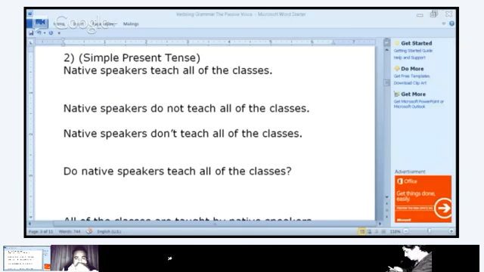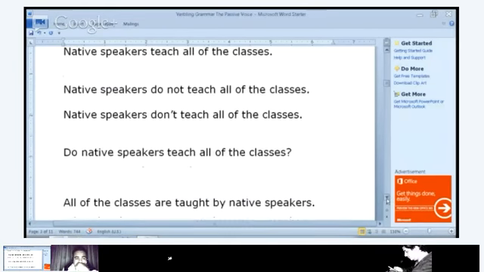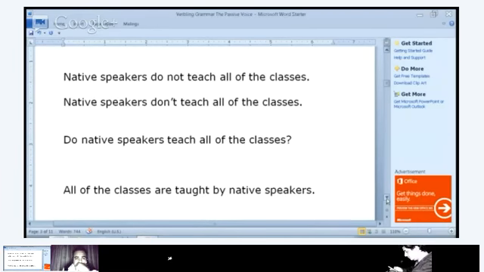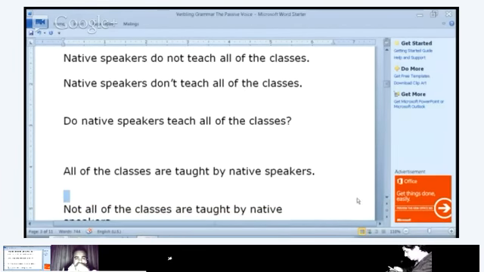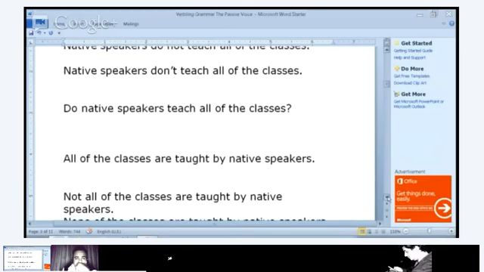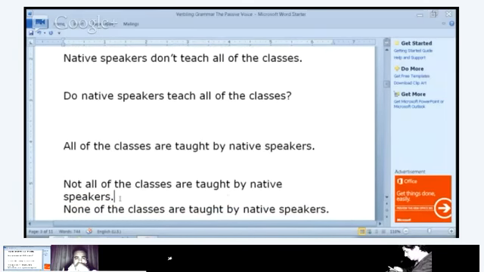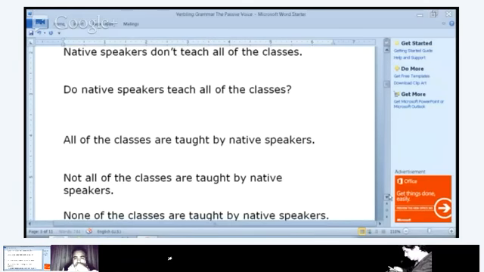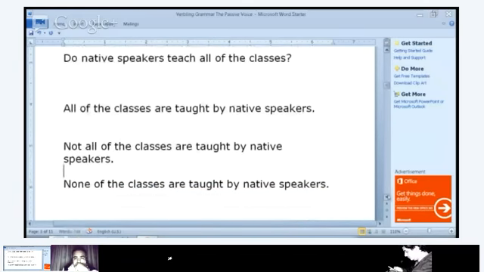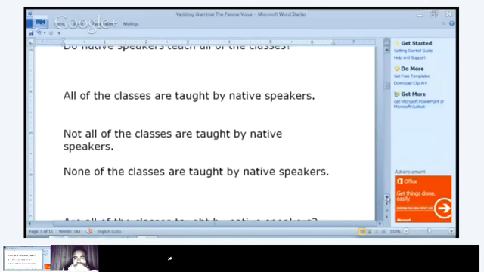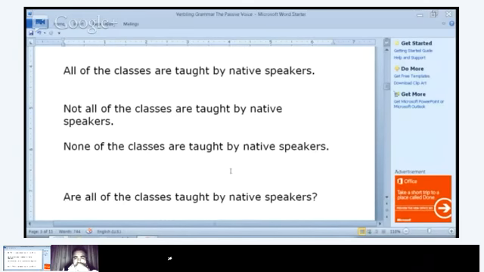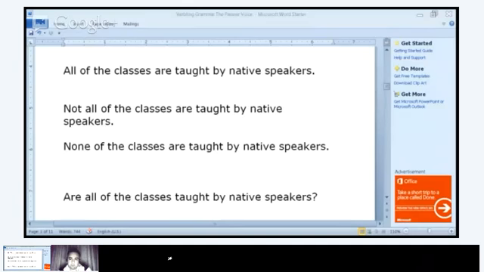And so let me share with you what I put. All of the classes are taught by native speakers. Now I made some changes. Now, not all of the classes are taught by native speakers. Now that means maybe 80% of them are, but not all of them. None of the classes are taught by native speakers. There's another option. And then are all of the classes taught by native speakers? And so I think that those are some good examples. And so how are we doing with this?